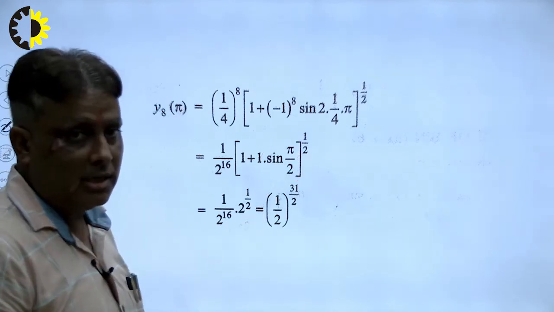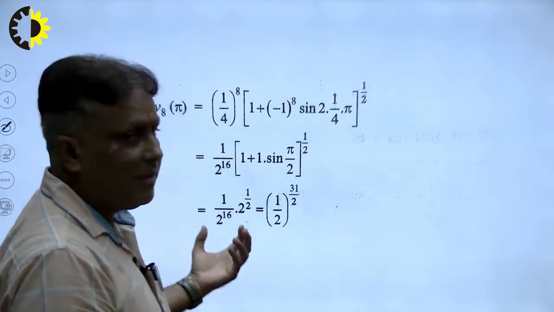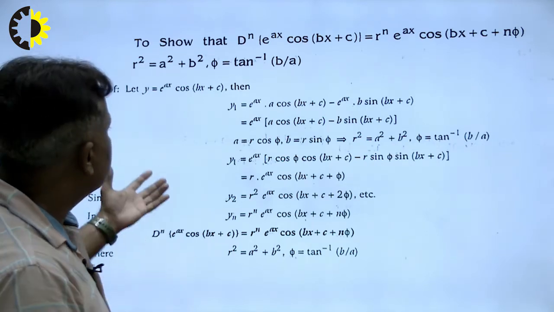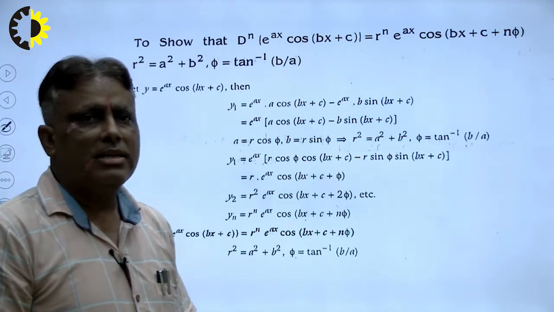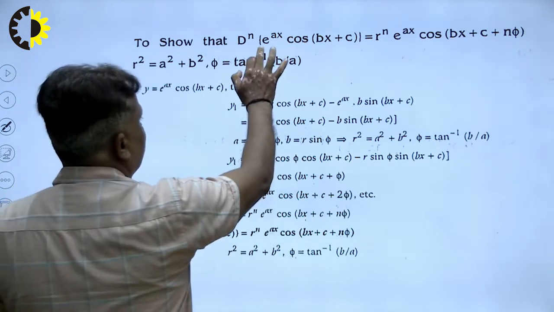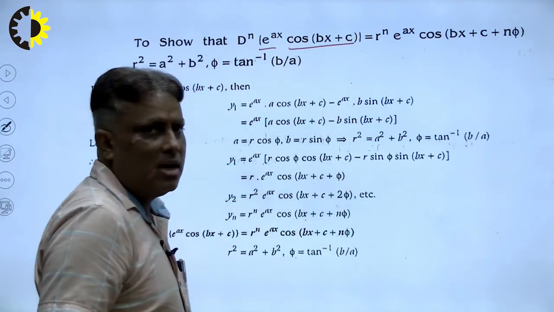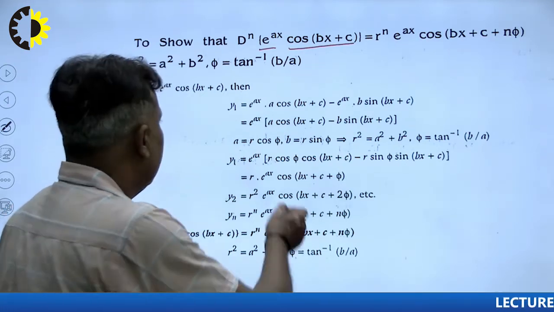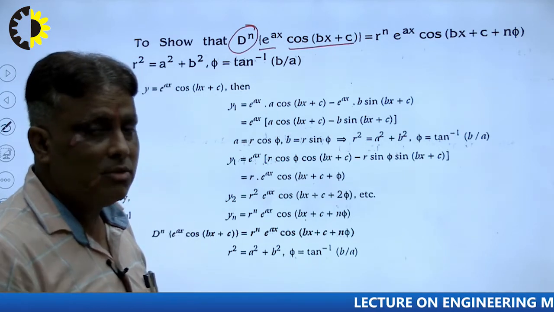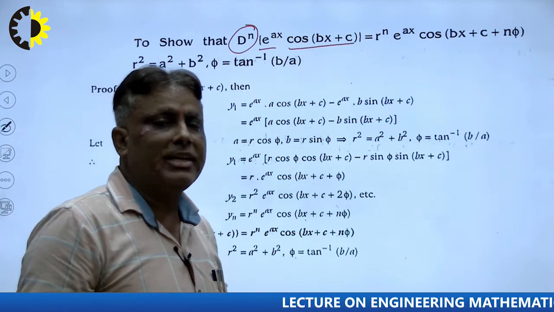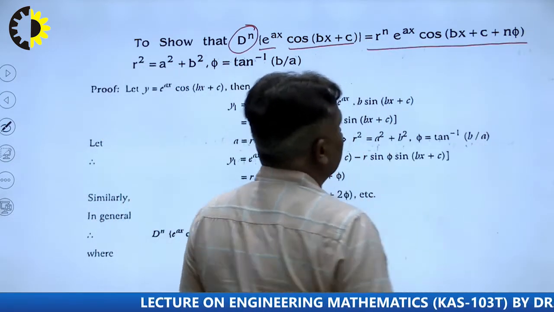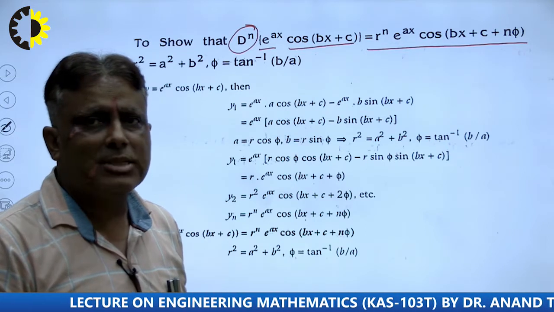The requirement may be another. We solve as per our requirement, based on the given problem. How to solve? This is another formula, when exponential and trigonometric functions come together. So e raised to the power ax and cos(bx plus c) are together. How do we calculate the nth derivative of such a function? Students, keep in mind that when exponential and trigonometric, that means sine or cos, come together, the formula is r raised to the power n, e raised to the power ax, cos(bx plus c plus n phi).